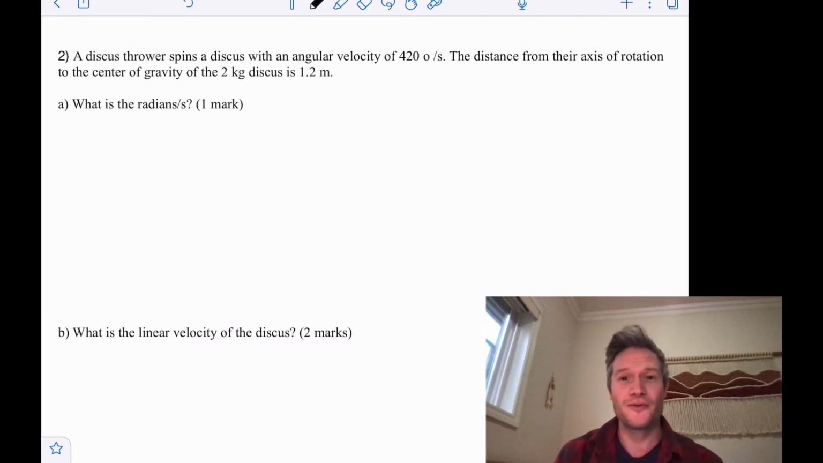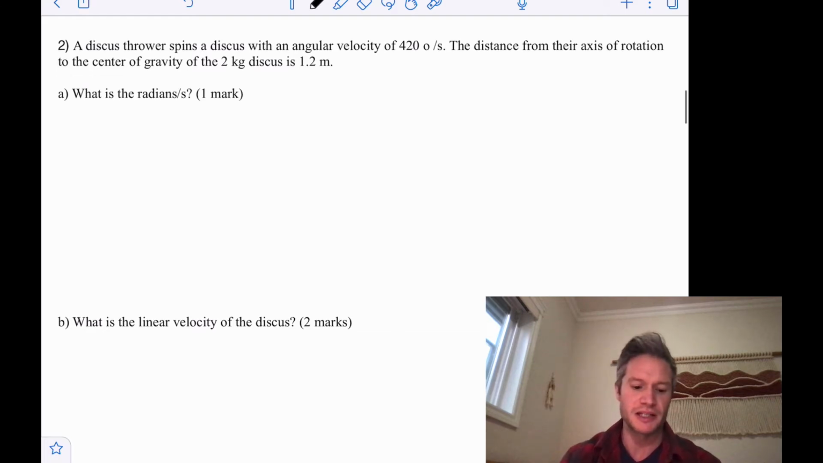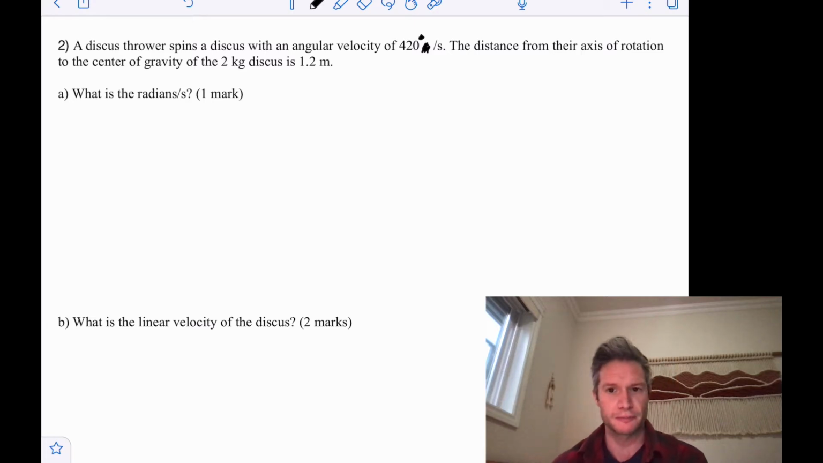Hey everyone, gonna move on to question number 2 and review that one, give it a little walkthrough. Question number 2 says a discus thrower spins a discus with an angular velocity of 420 degrees per second. The distance from their axis of rotation to the center of gravity of the 2 kilogram discus is 1.2 meters. So the first question, A, is asking what is that in radians per second.